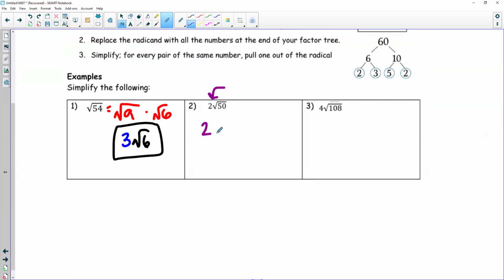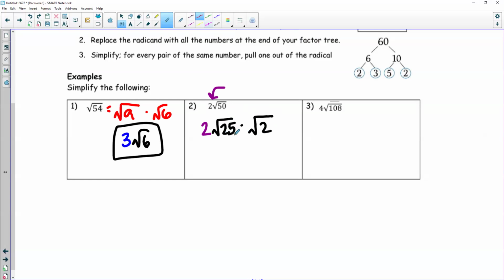So I like to just write the 2 down on the outside so that I don't forget. The 50, we can break it down into two numbers that multiply to give us 50. And we want one of those to be a perfect square. So we can break down the 50 as 25 times 2. 25 times 2 gives me 50.